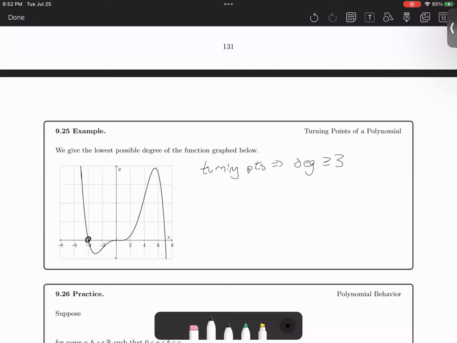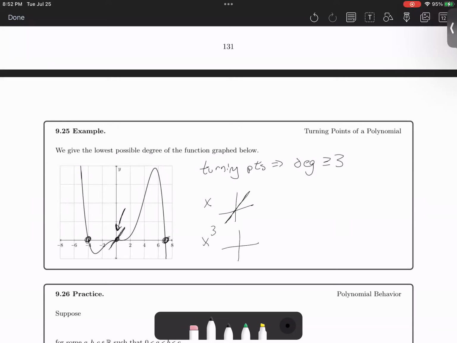There's a 0, there's a 0, and there's a 0. So I've got 3 zeros, but look at that 0 right there. I don't just pass through that 0 linearly. I kind of like think about x. X passes through the 0 pretty quickly.